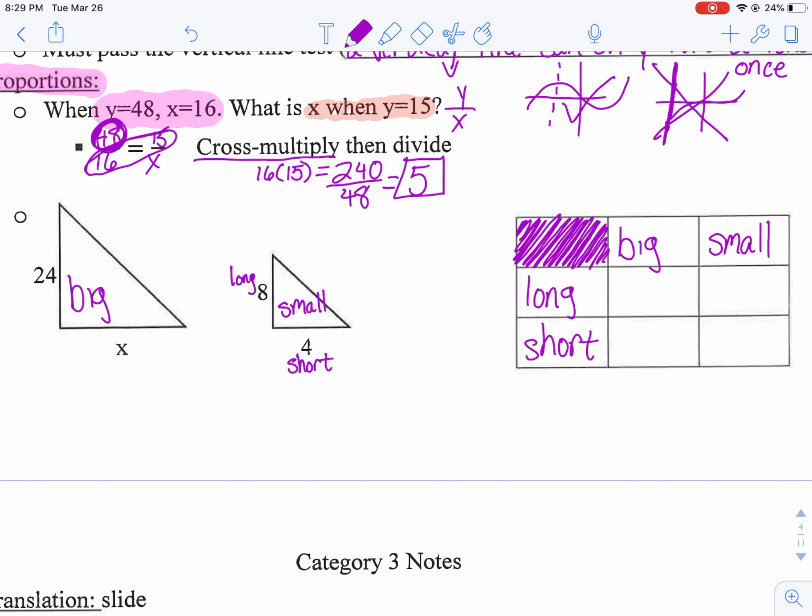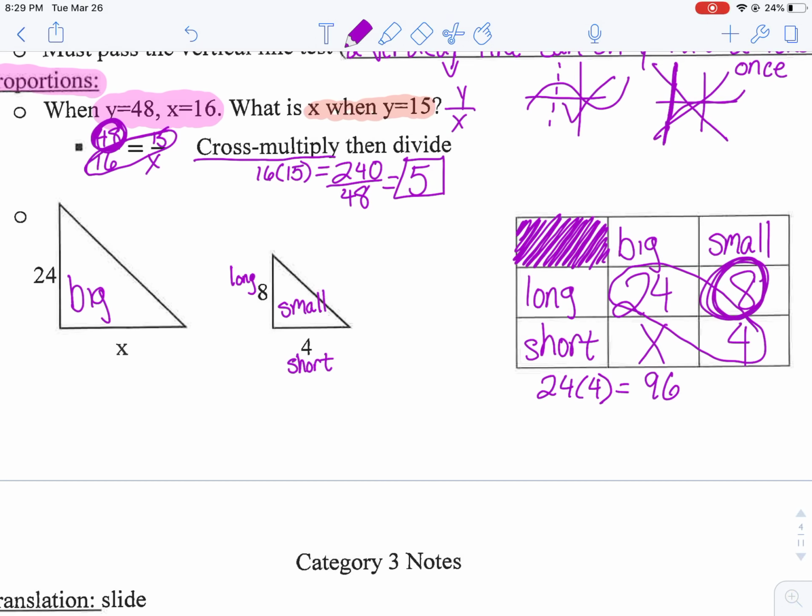So the long side on the small shape is 8. The short side on the small shape is 4. I'm going to use that same idea for the big shape. 24 over x. Now that I have it set up, I can cross multiply. 24 times 4 is 96. Divide by the odd man out, divided by 8 is equal to 12.